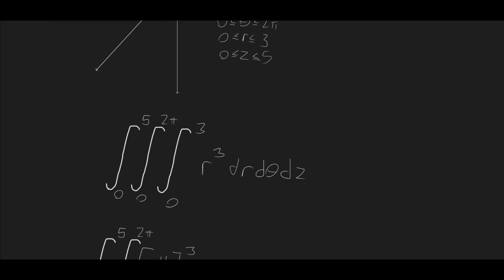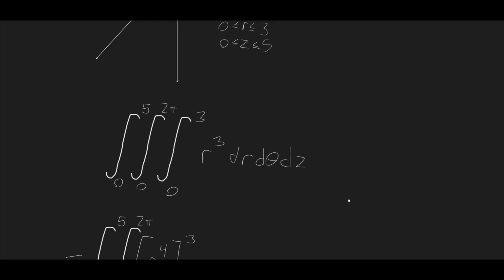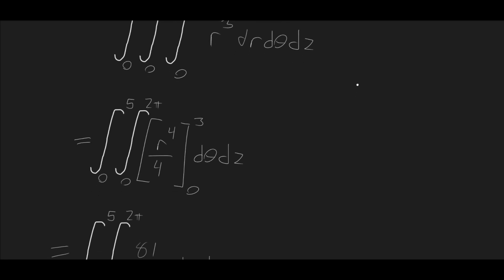We have the integral from 0 to 5 for z, the integral from 0 to 2 pi for theta, the integral from 0 to 3 for r, of r cubed. The reason we have r cubed instead of r squared like before is because of that extra r from dV, the small piece of volume: r squared times r is r cubed. Now we solve this like any other triple integral.